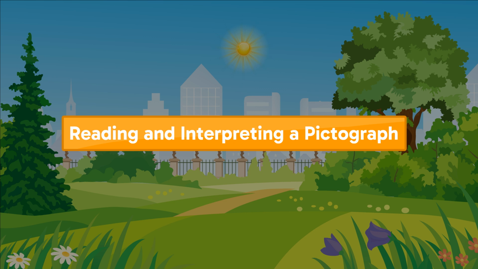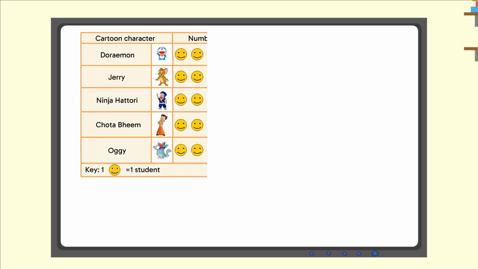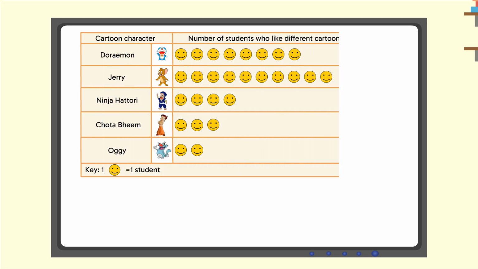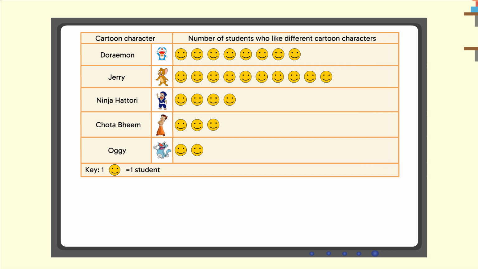Reading and interpreting a pictograph. This pictograph shows the information about the favorite cartoon characters liked by Class 3 students. Which is the most popular cartoon character? From the pictograph, we can see that Jerry is being liked by maximum number of students, 10. So, Jerry is the most popular cartoon character.